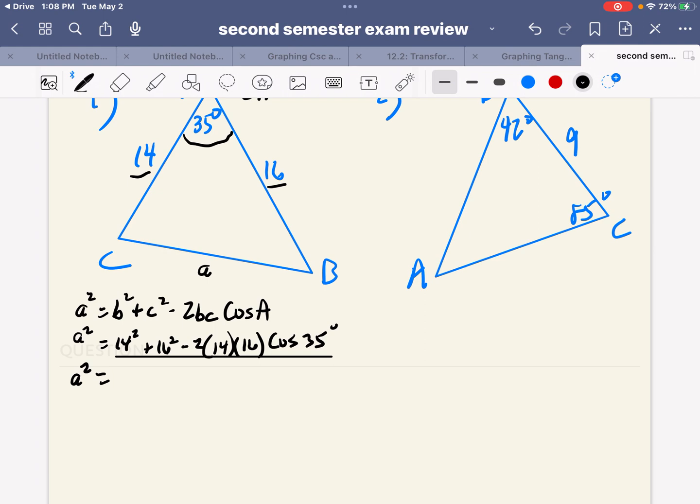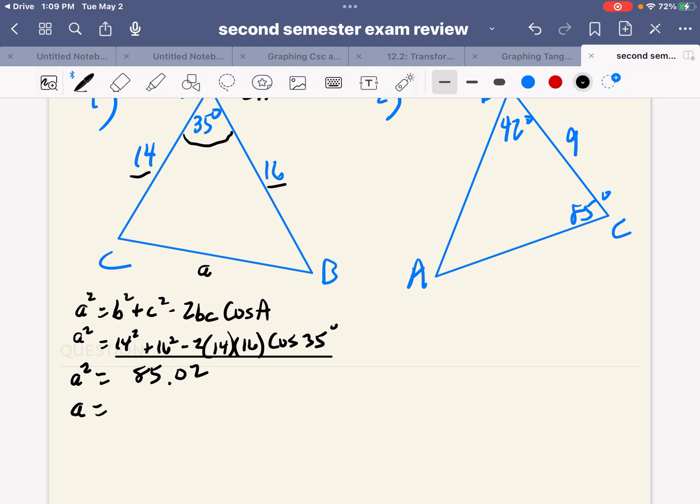So I'm going to take a minute to type this in. 14 squared plus 16 squared minus 2 times 14 times 16, and then I'm in degree mode, so now I can hit cosine 35. And the calculator gives me 85.0199. So I think I'll just call it 85.02. Well, remember, that's the value of A squared.